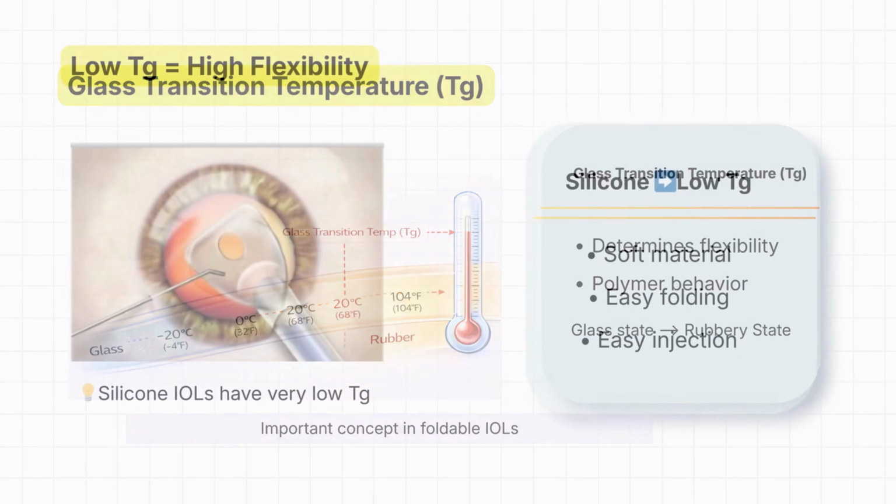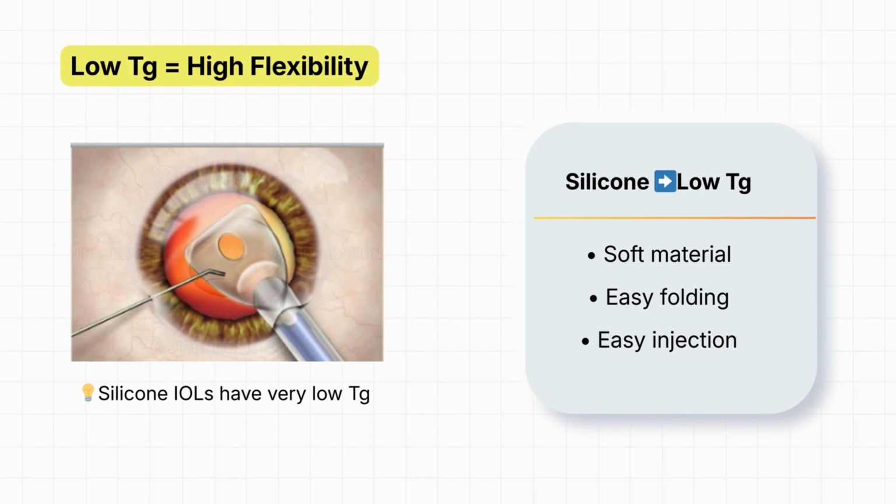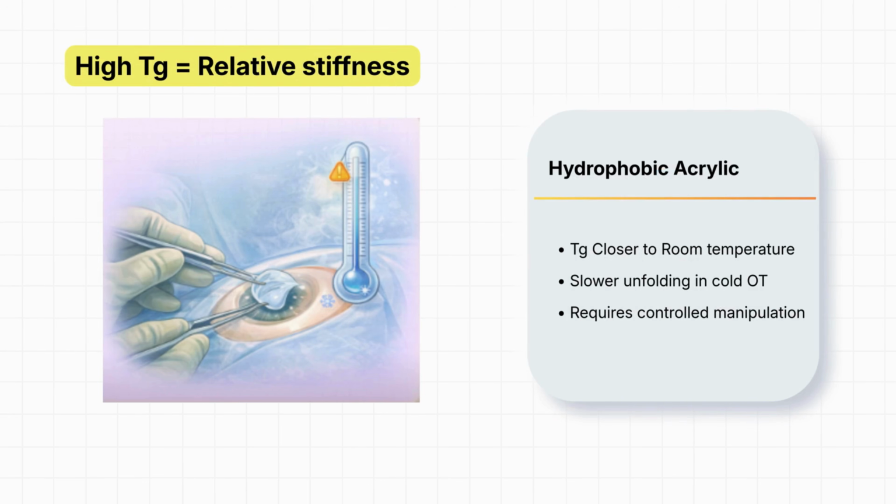Silicone IOLs have an extremely low glass transition temperature, often well below room temperature. As a result, they will remain soft and elastic all the time, unfold rapidly inside the eye, and they're very easy to inject. Hydrophobic acrylic IOLs, in contrast, have a glass transition temperature close to room temperature. Below this, the lens is relatively stiff, and above this, it becomes flexible.